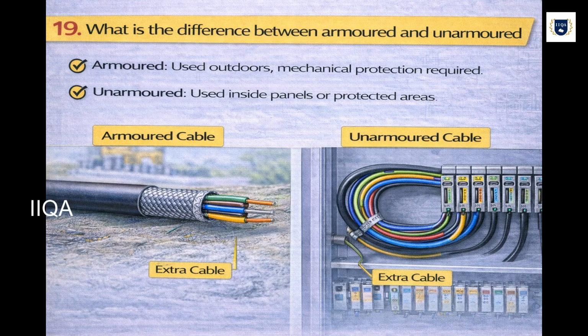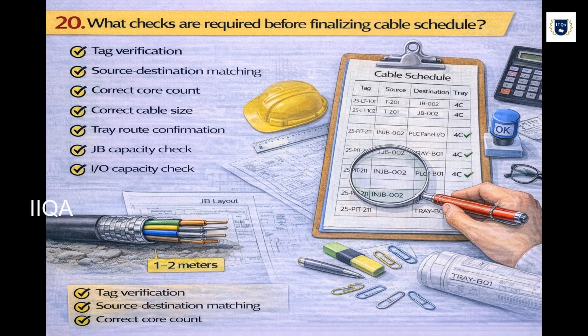What is the difference between armored and unarmored cable? Armored, used outdoors, mechanical protection required. Unarmored, used inside panels or protected areas. What checks are required before finalizing cable schedule? Tag verification, source destination matching, correct core count, correct cable size, tray route confirmation, JB capacity check, IO capacity check.